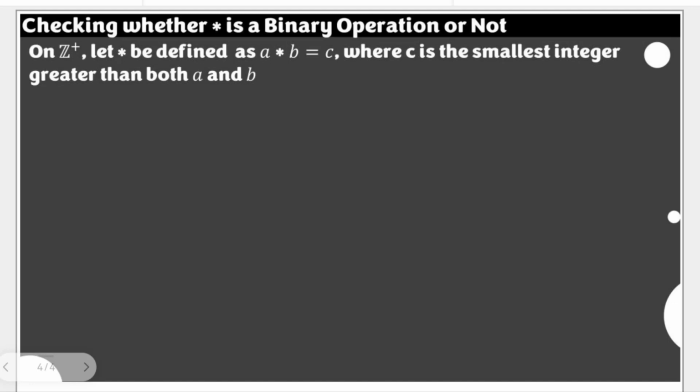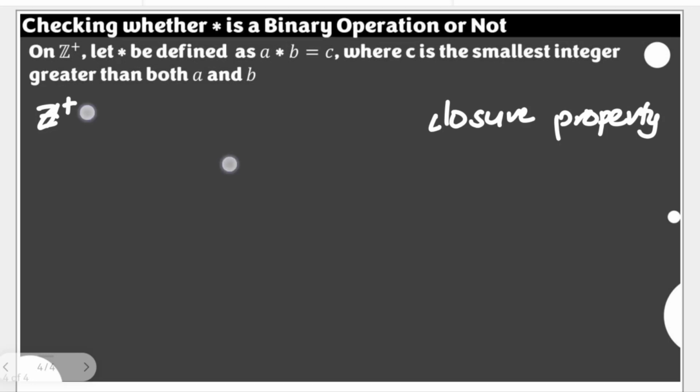To do that, we simply need to establish the idea of the closure property. The closure property tells us that if we pick any two elements in our set Z plus and subject them to this operation, the resulting c should already be an element of Z plus. If we could find elements outside Z plus which are the result of a star b, then the closure property will not hold, and the operation is not a binary operation.